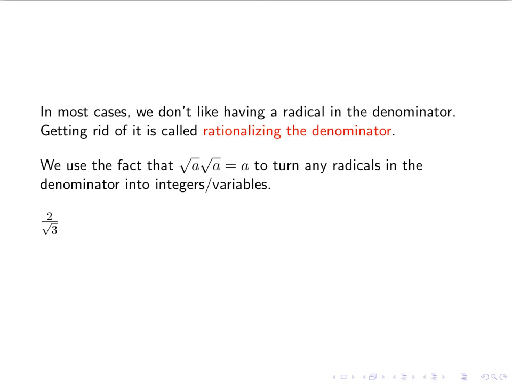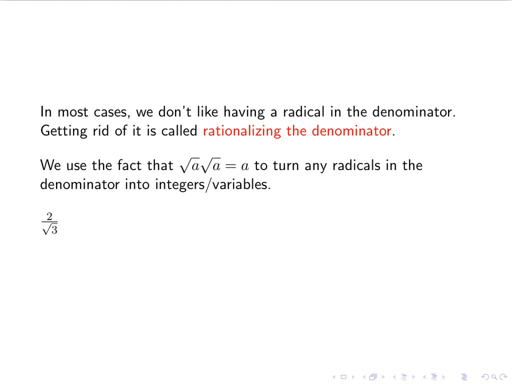So I have something like 2 over root 3. I have a radical in the denominator, and I say I don't like that. I want to change that into an integer. So there are two things that I can do to a number that won't change it. One is add 0. That's not going to be helpful with fractions because I don't want to have a common denominator.